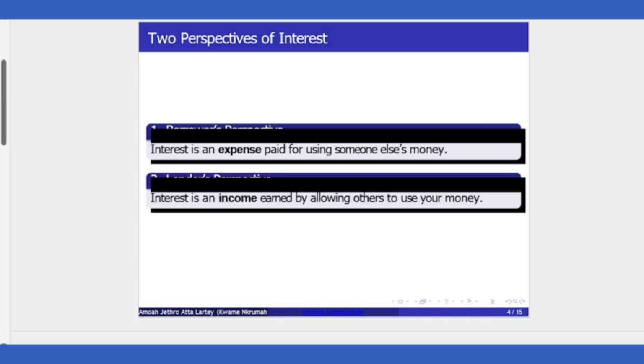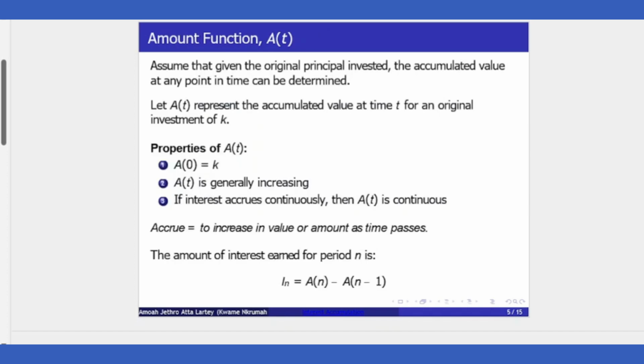And from the lender's perspective, it's an income. He's earning something. In the lender's perspective, interest is an income earned by allowing others to use your money, because his money is there and you came to ask for it. The moment you came for the money, you have to add something, and what you are adding becomes an income to him. So it becomes an income to him.